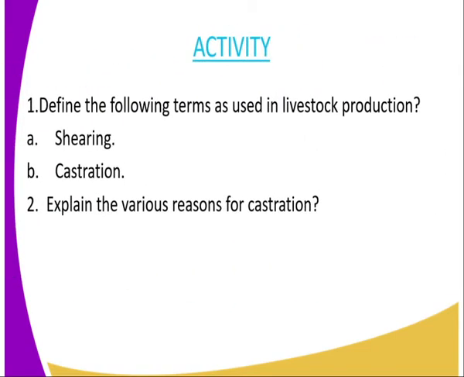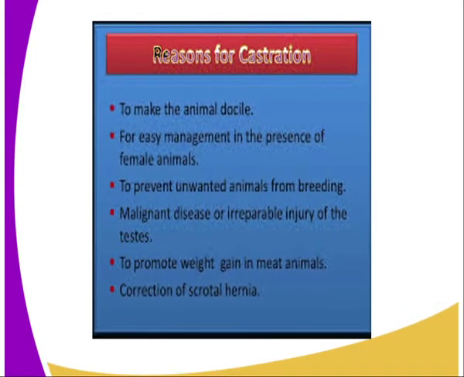Then we have come to the end of today's lesson, and we will mark the end of this lesson by giving you an assignment. The first question is, define the following terms as used in livestock production: 1A, shearing, and 1B, castration. And number 2, explain the various reasons for carrying out castration.